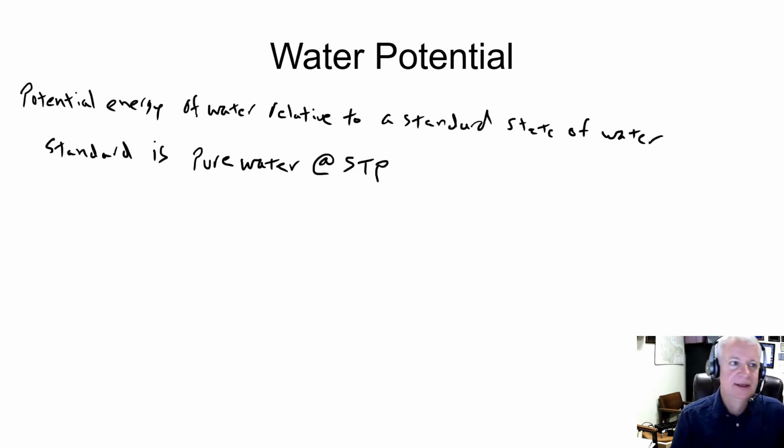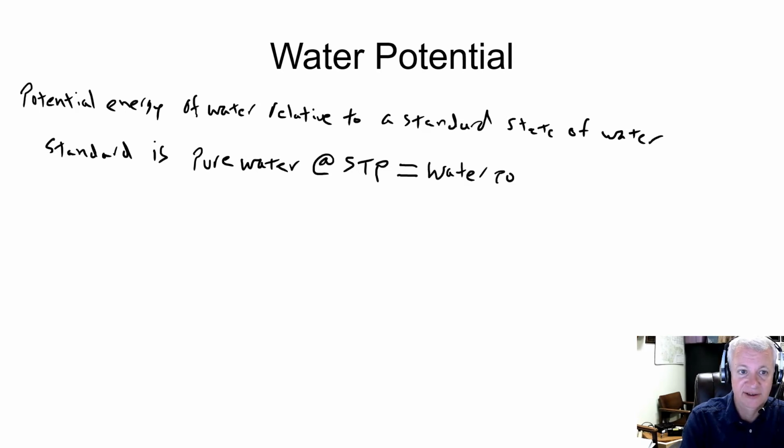So that's the reference. So water at standard temperature and pressure, which is basically 20 degrees C at sea level atmospheric pressure. So you can think of a beaker of pure water sitting on the lab bench here in Florida. That's almost standard temperature and pressure at room temperature. That has, by definition, a water potential of 0. So all other water potentials are expressed relative to that.